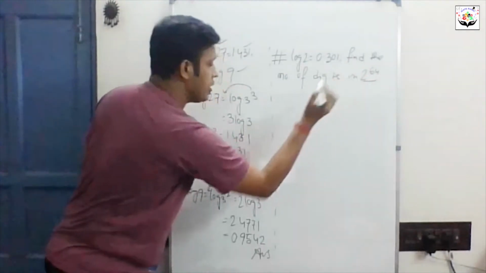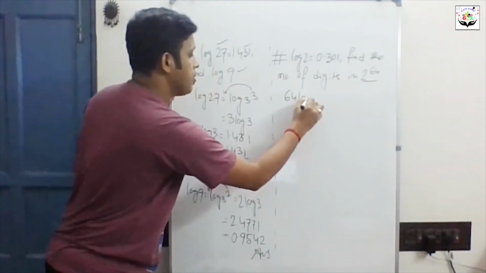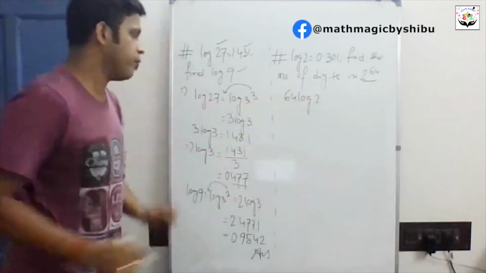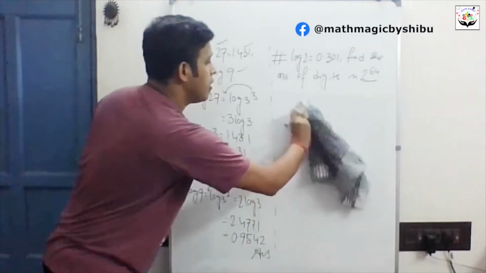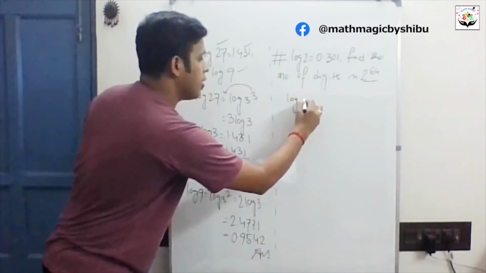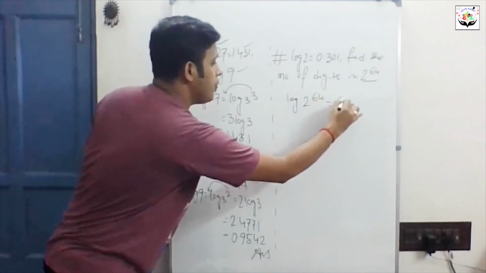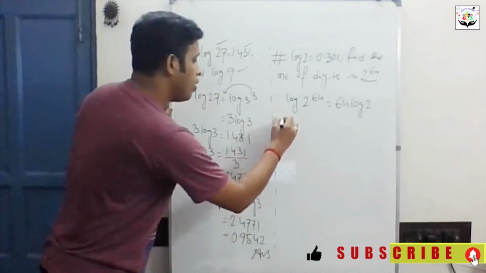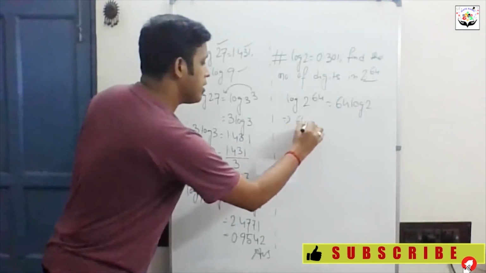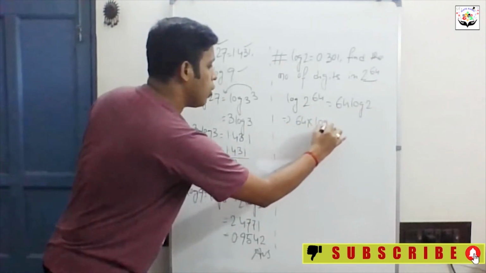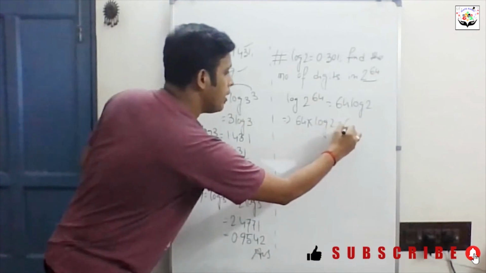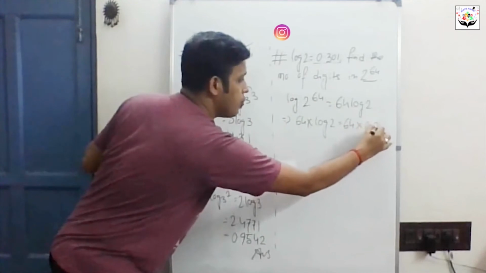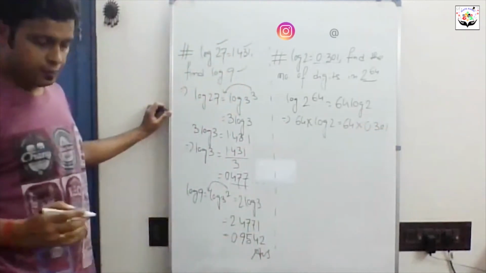Now, how will this concept help me find the answer to this kind of problem? We need to represent the given number as 64 log 2. I mean to say I am bringing log before that number, because if we bring log here, it will become 64 log 2. Now 64 into log 2 will be 64 into the value of log 2, which is 0.301.